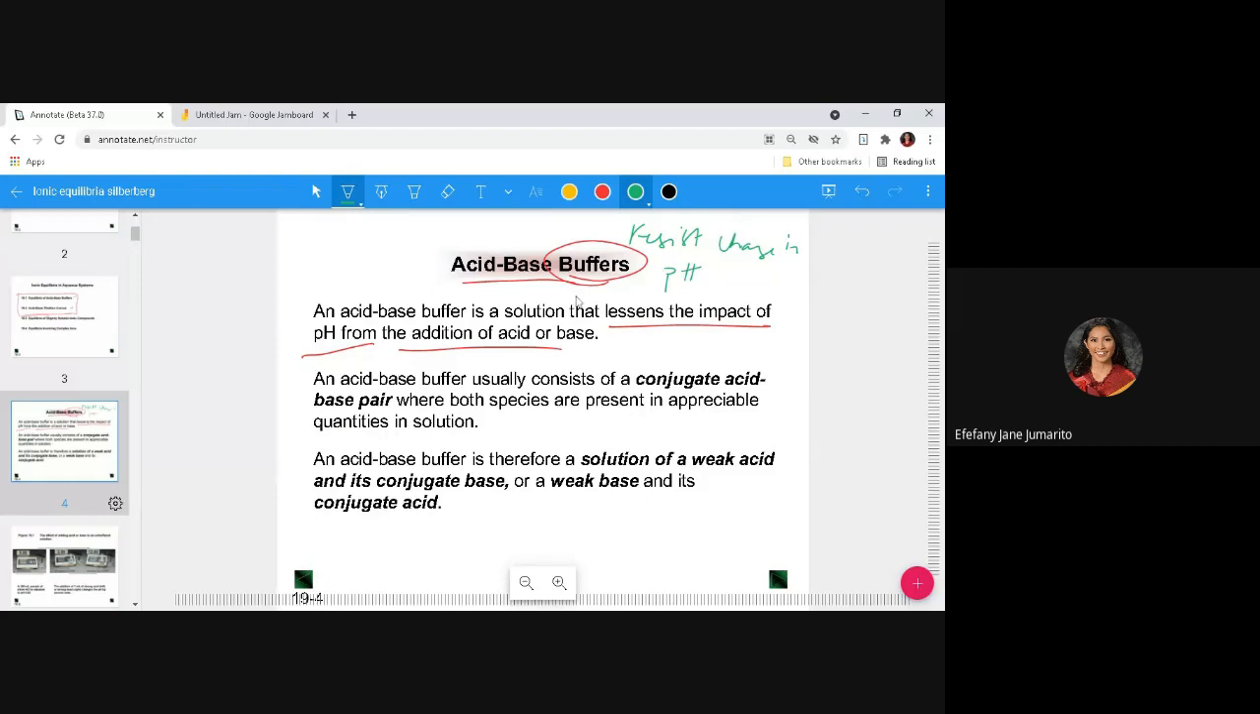Now, if you have a strong acid and then you add a base there, then of course the pH will change. Now, what happens to a buffer? If you have a buffer, when you add any amount of acid or base, the pH will just change slightly.